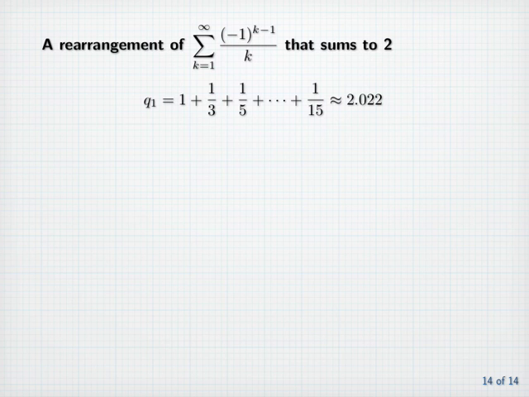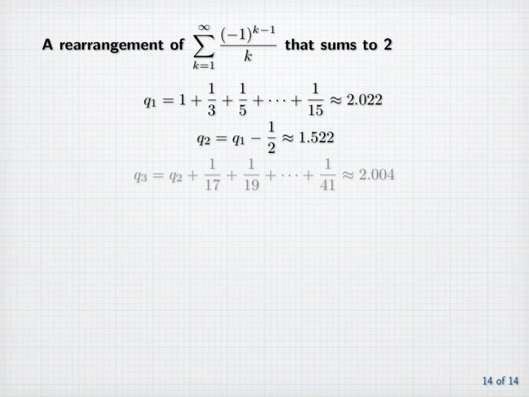Next we backtrack and add the first negative term, which brings our total back below 2. Let's call that Q2, and it's approximately 1.522. Next we add positive terms beginning at 1/17 until we get a total that's greater than 2 again. That happens when we add 1/41, which gives us a total of roughly 2.004, which we call Q3. Next we backtrack and add a negative term to bring the total back down below 2. That gives us roughly 1.75, which we call Q4.